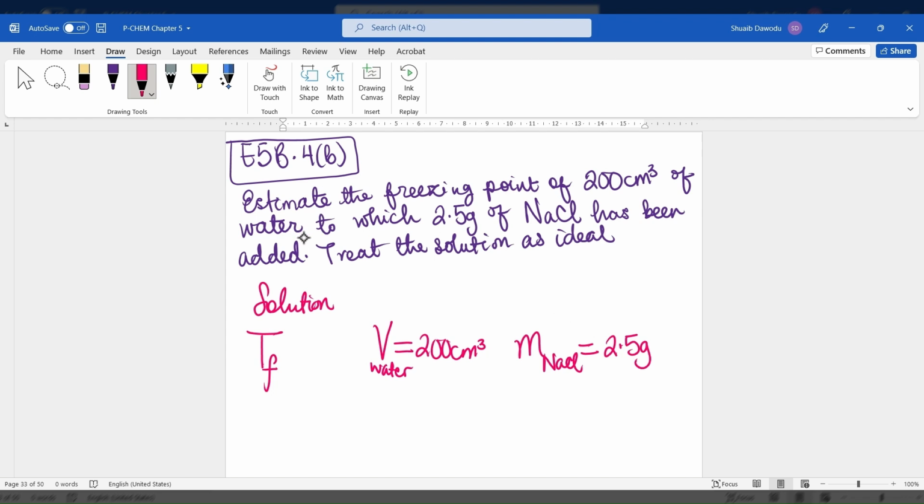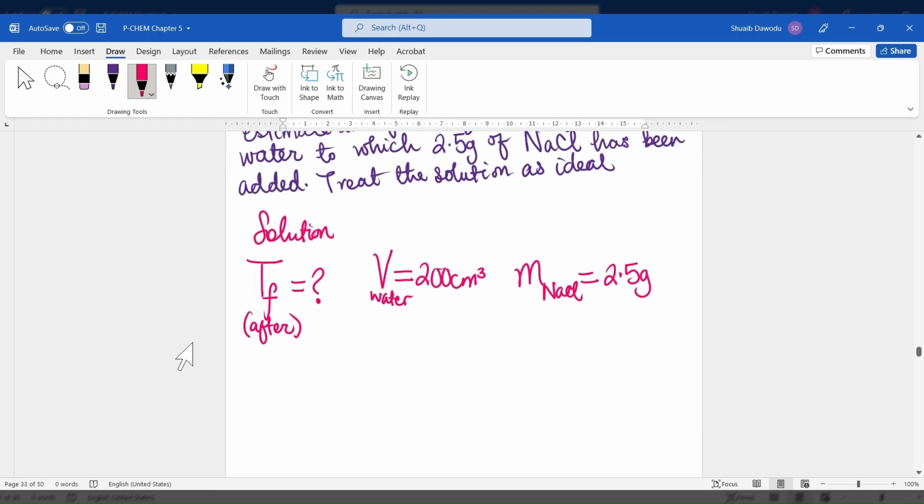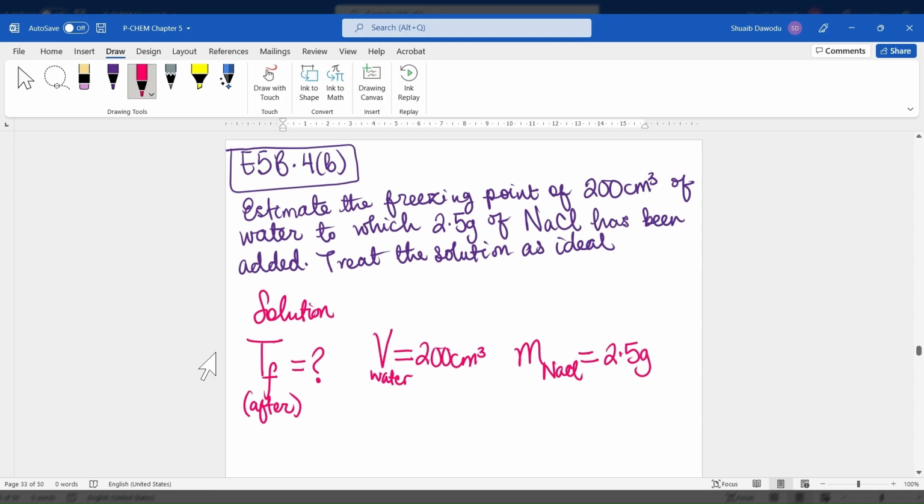So what this is telling you is that they want us to determine the freezing point of 200 centimeter cube of water to which 2.5 grams of NaCl has been added. So in this case, we have to determine the freezing point of water after a mixture has occurred, which is a mixture of NaCl and water. Now, this question is also from chapter 5 where we're dealing with simple mixtures and mixtures in ideal solutions and all of that.